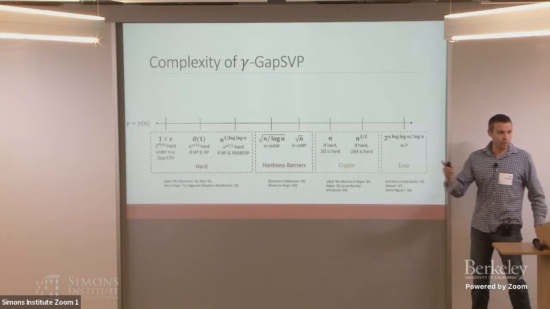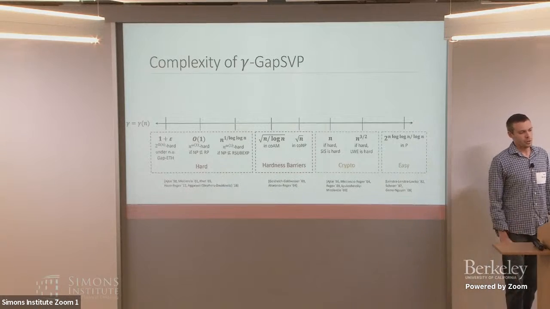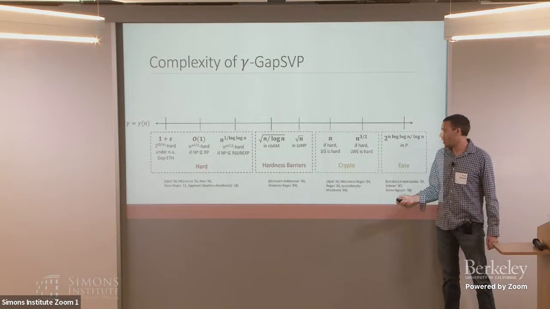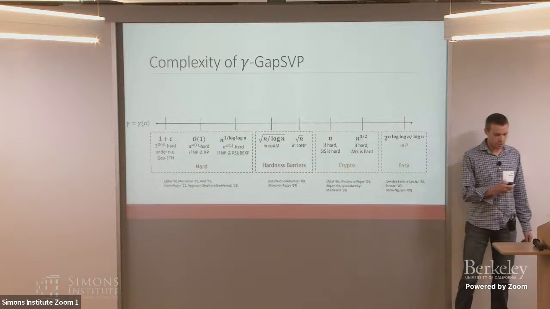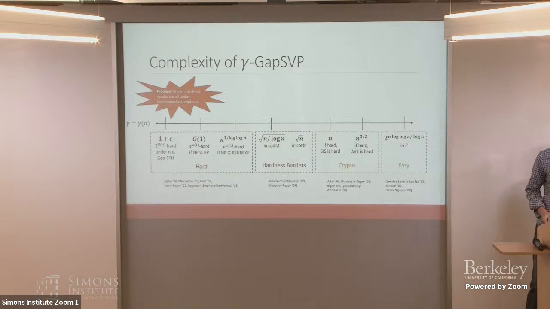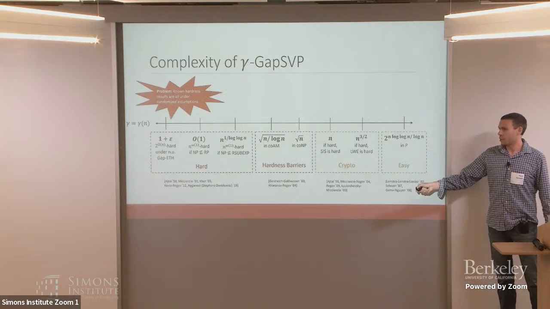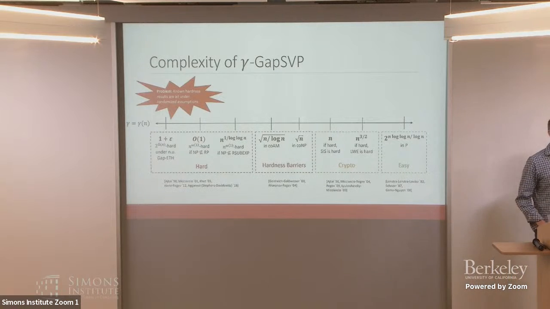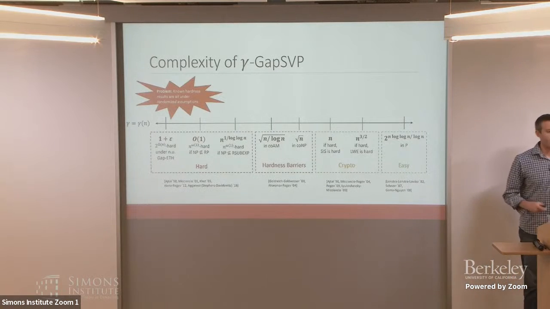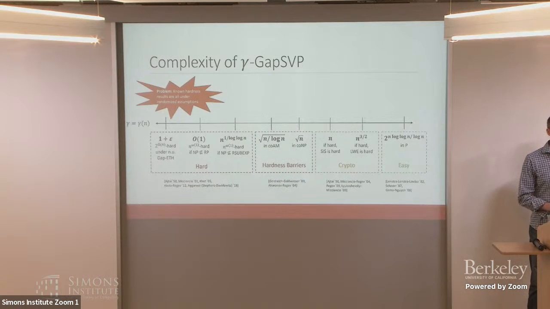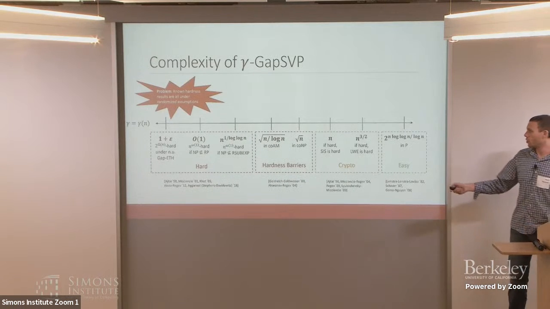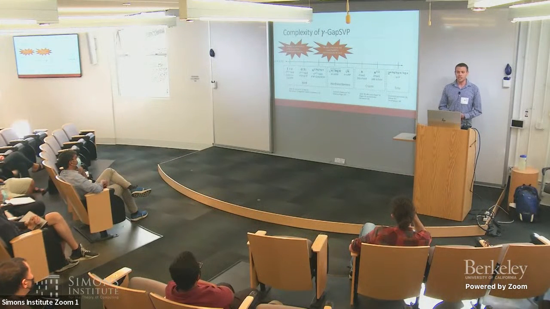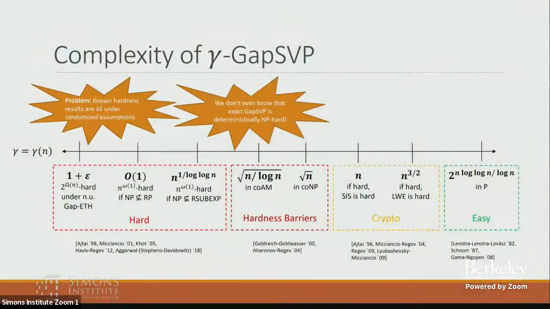So keep that in mind. A key point here to observe, something that will be the focus of this talk, is that all of these hardness results, everything in this left rectangle here, are under randomized complexity assumptions. In particular, we only know hardness for exact SVP under randomized reductions. We don't even know that exact SVP is NP-hard under deterministic reductions.